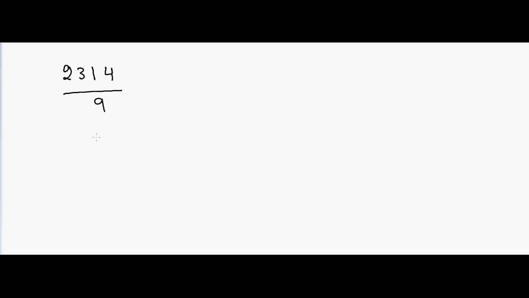In that case, what we will do is add all these four digits together. So 2 plus 3 plus 1 plus 4, that will give me 5, plus 1 is 6, plus 4 is 10. So if you divide 10 by 9, you will get 1 as a remainder. So your remainder would be 1 in that case.